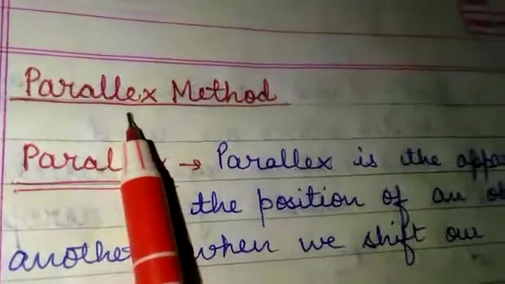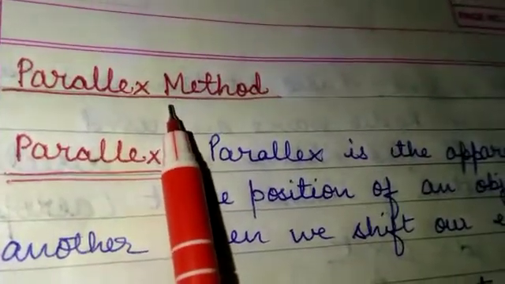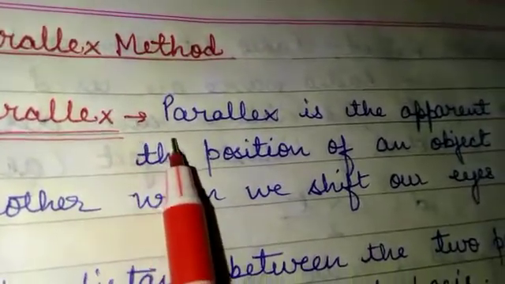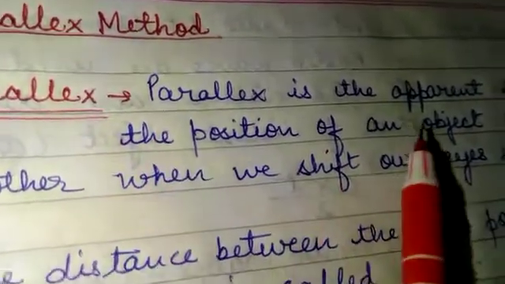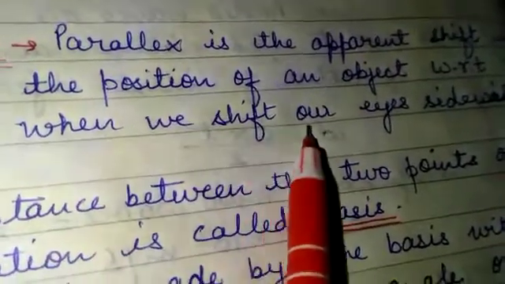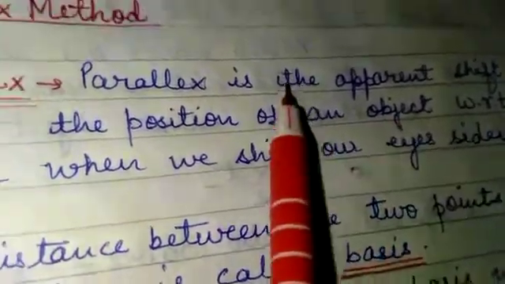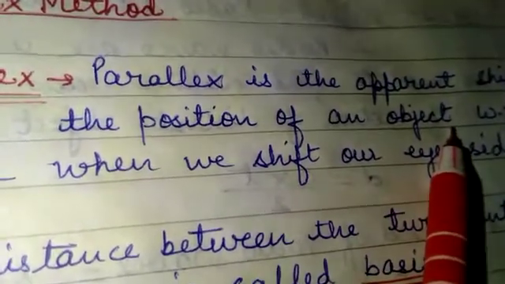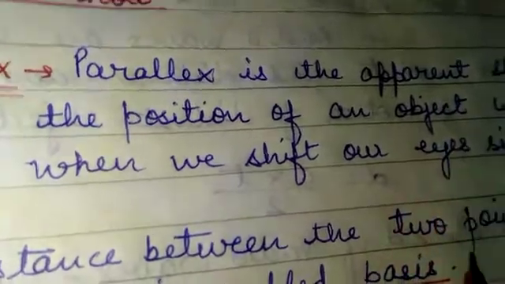Next method is the parallax method. In the parallax method, first you should know what parallax is. Parallax is the apparent shift in the position of an object with respect to any other object when we shift our eyes sidewise. That means it is the apparent shift in the position of an object due to the change in the position of the observer.